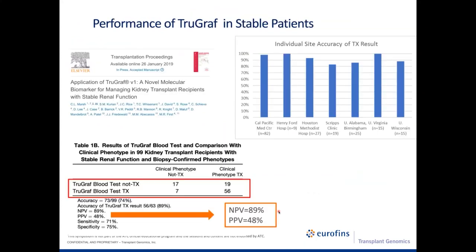It's been shown now in other cohorts. This is a paper published looking at patients from 7 transplant centers shown here using the TruGraf test. And what we find is very consistent, a very high negative predictive value around 89 or 90%, meaning that if you have a negative TruGraf test, which is a TX result, transplant excellent, there's a 90% chance that that biopsy would show a normal biopsy. The positive predictive value is lower, right around 50%, if you have a non-TX result, which is the opposite. And you can see the consistency of the accuracy of the TX result across the sites in this one study that was published.